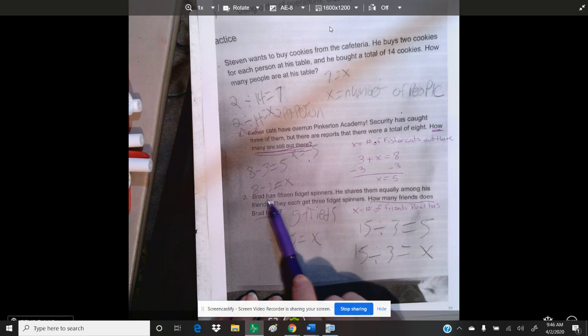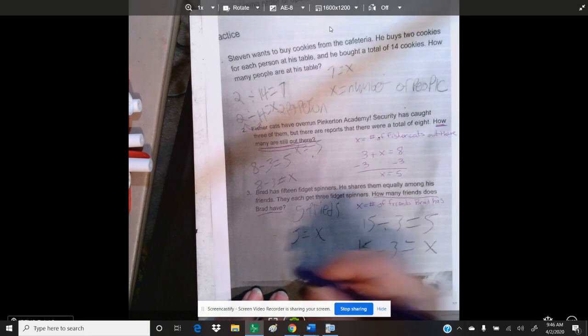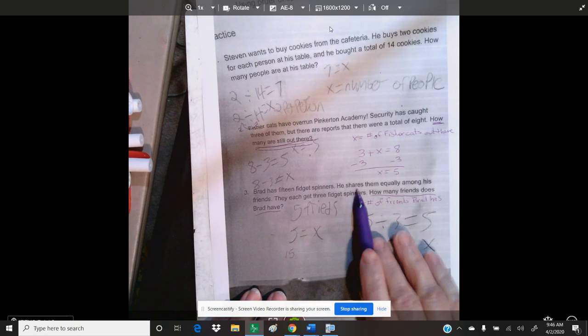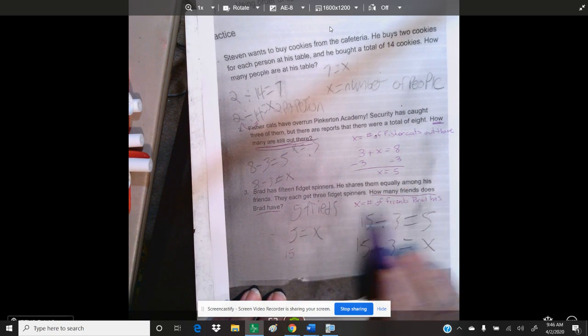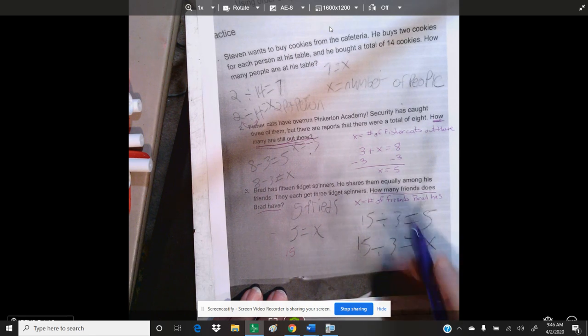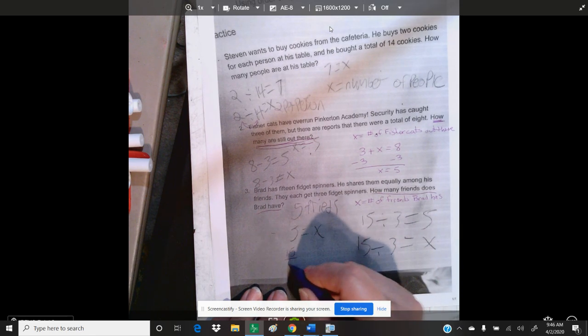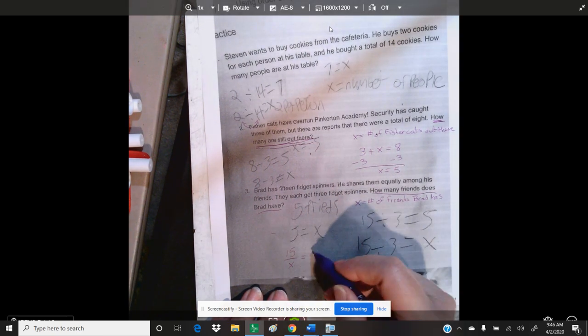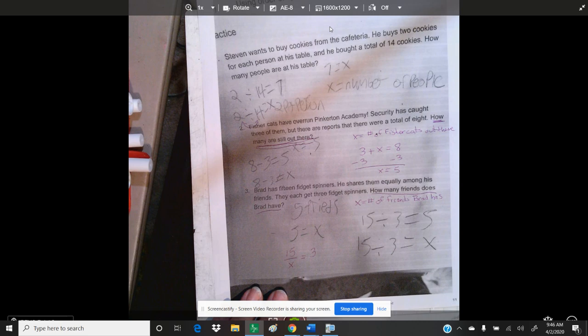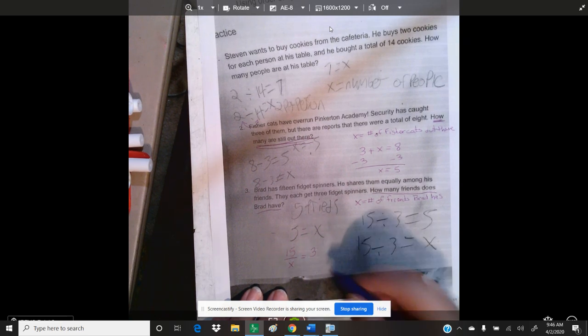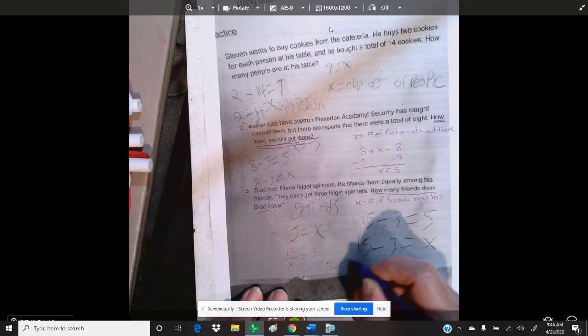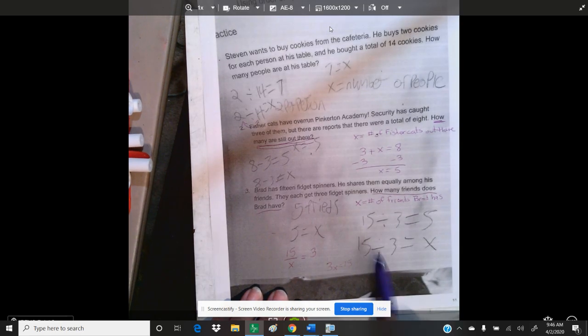And then it says, Brad has 15 fidget spinners, so he's got 15 spinners. He shares them equally among his friends. Well, we don't know how many friends is, so we're going to call that X. So you're going to divide that by X because that's how he shares them among his friends. And they each get 3 fidget spinners. So that's one way to set it up. That's, of course, not the only way you could set it up. You could say 3X equals 15 would be fine as well. And again, you intuitively had the right idea here because ultimately you're going to take 15 divided by 3 and your answer is 5.